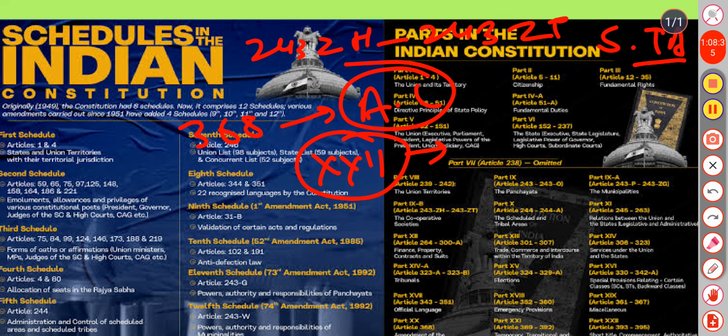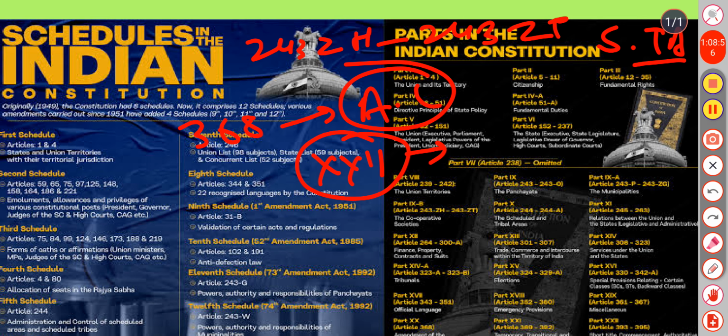Now 12th schedule, that is power, authority and responsibility of municipality. Now 18 subjects over which the municipality have jurisdictions referred to 74th Amendment Act, right? So this is important.